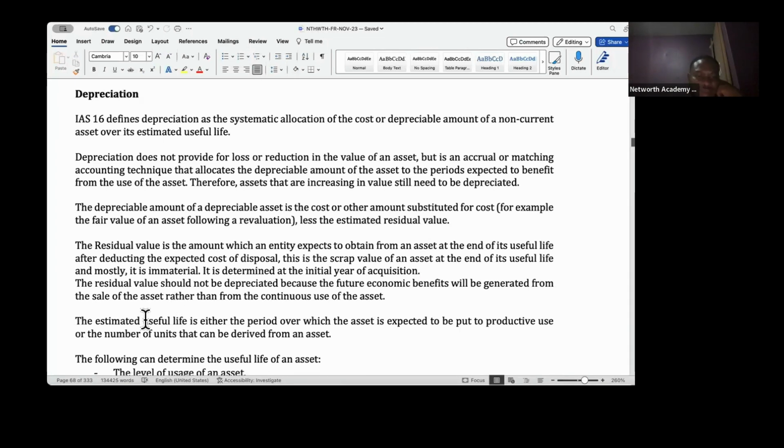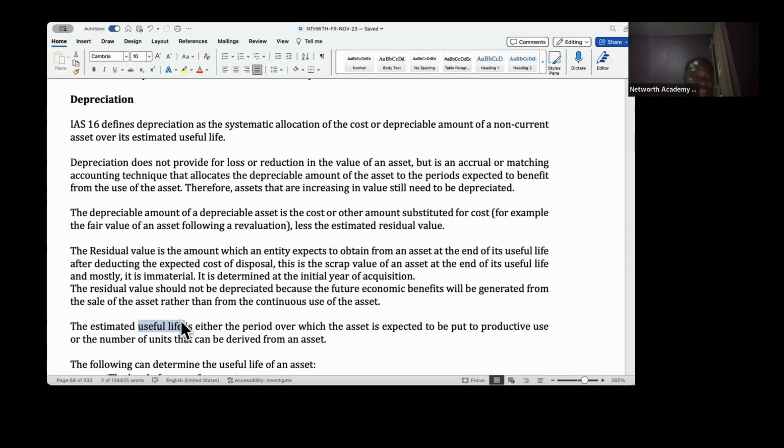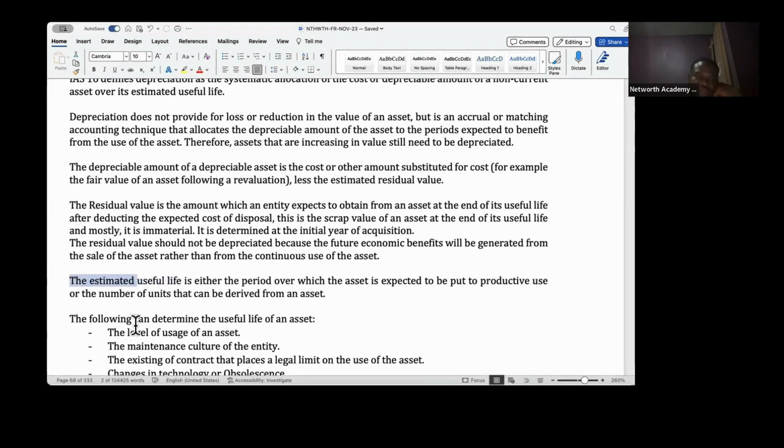Another thing is that, again, there is no way anybody can know the useful life of an asset, because we need this value today for us to get depreciation. So there's no way we can know. We can only estimate it. That's why they call it estimated useful life.